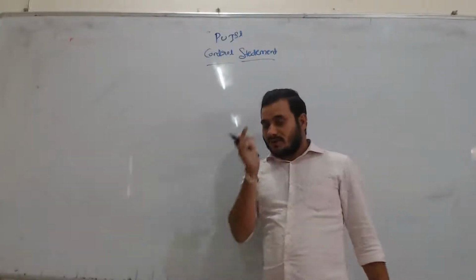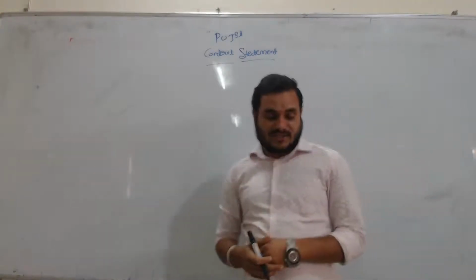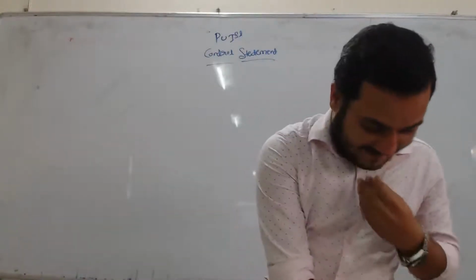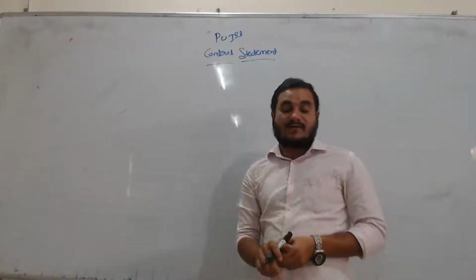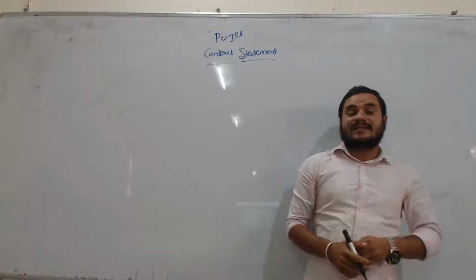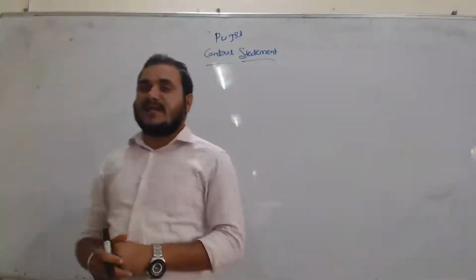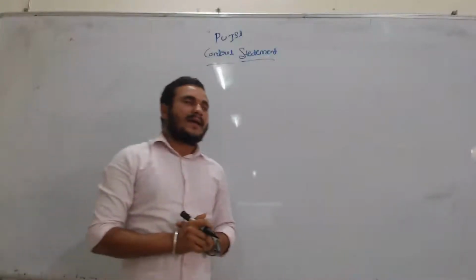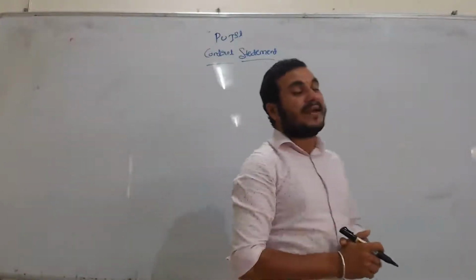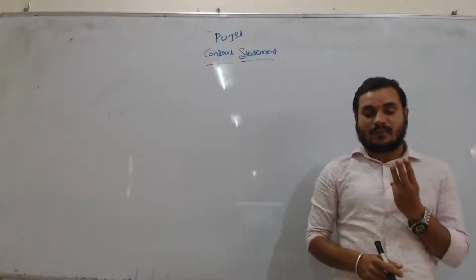So, coming to the point. In the last sessions we were discussing the for loop. The for loop is a fixed execution statement. Why is it called a fixed execution statement? It has three components.